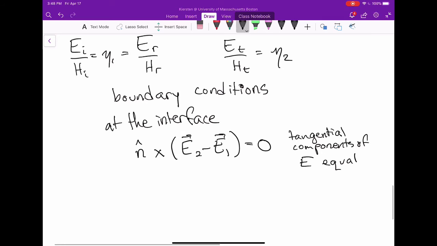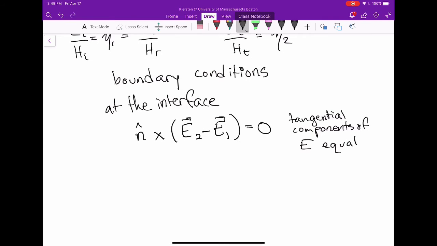The tangential components of the electric fields have to be equal, and the tangential components of these magnetic fields have to be equal. The second boundary condition that applies is that the tangential components of the magnetic fields, if you subtract them, their difference has to be equal to the surface current at the interface.